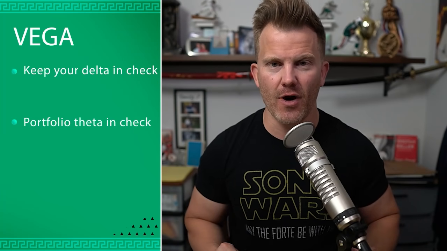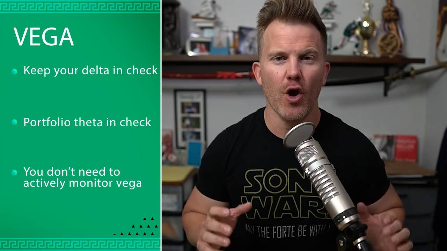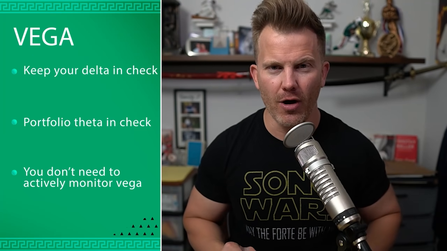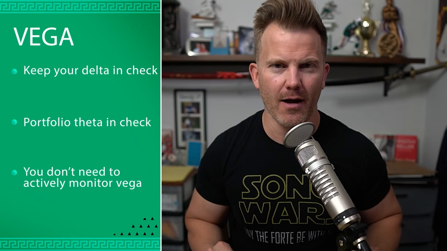If you've been following along with what we're doing, as I've already mentioned just a few minutes ago, if your delta is in check, as we've talked about in this crash course and previous crash courses, then you are on the right track. If your theta numbers at the portfolio level are in check and on target, then you are on the right track. If both of these things are already taken care of, you don't have to actively monitor your portfolio Vega numbers at all. They are going to take care of themselves. They are going to naturally mitigate your risk levels by way of delta and theta at the portfolio level.